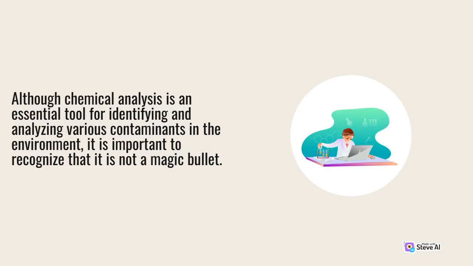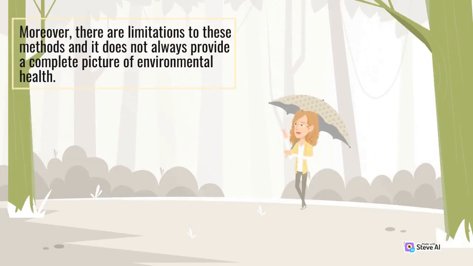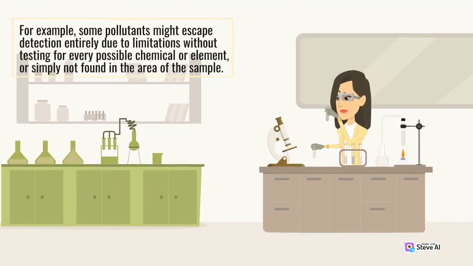Although chemical analysis is an essential tool for identifying and analyzing various contaminants in the environment, it is important to recognize that it is not a magic bullet. Moreover, there are limitations to these methods and it does not always provide a complete picture of environmental health. For example, some pollutants might escape detection entirely due to limitations without testing for every possible chemical or element, or simply not found in the area of the sample.